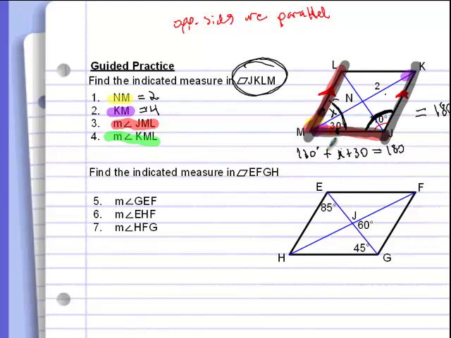So now I'm going to solve this for x. I'm going to combine my like terms and get x plus 140 equals 180. I'm going to subtract 140 from both sides and get x equals 40 degrees. Well, now that just solved for x. That didn't actually tell me JML. And let me erase all this so you can see where JML is.